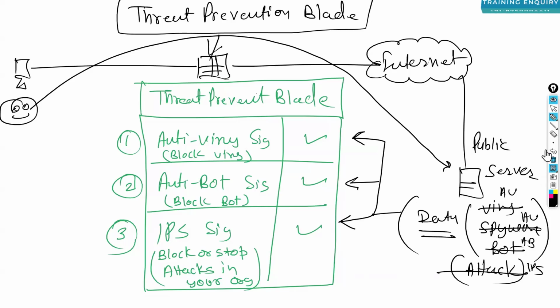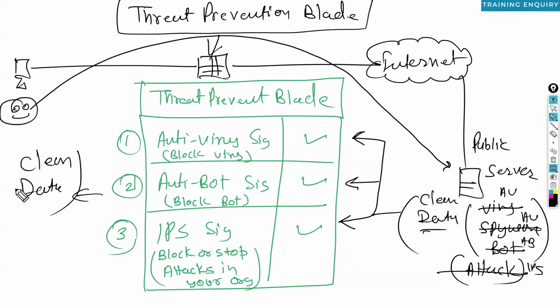Now, if you have clean data, only clean data will be offered to your user. If any data has no impurity and is pure, only that data will go to the user. So this will be done with the help of threat prevention.